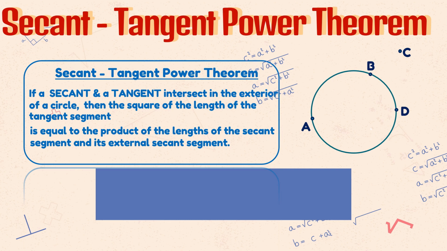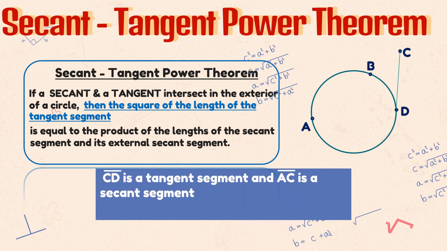For our third power theorem, we have the secant-tangent power theorem, which states that if a secant and a tangent intersect in the exterior of a circle, then the square of the length of the tangent segment is equal to the product of the lengths of the secant segment and its external secant segment. In this figure, line segment CD is a tangent segment and line segment AC is a secant segment. Therefore, DC squared is equal to AC times BC.